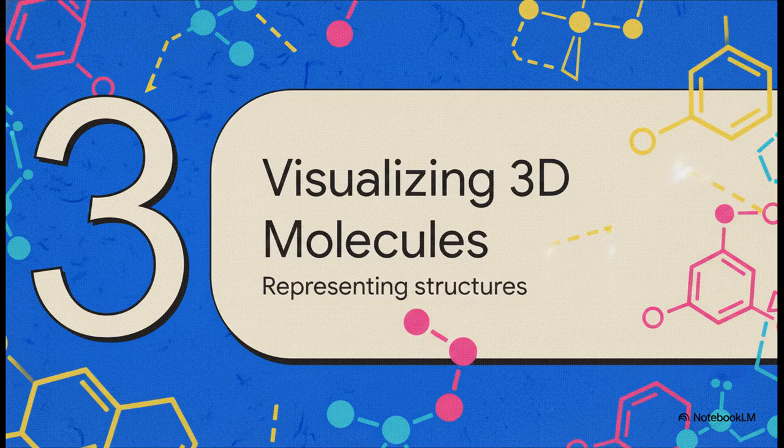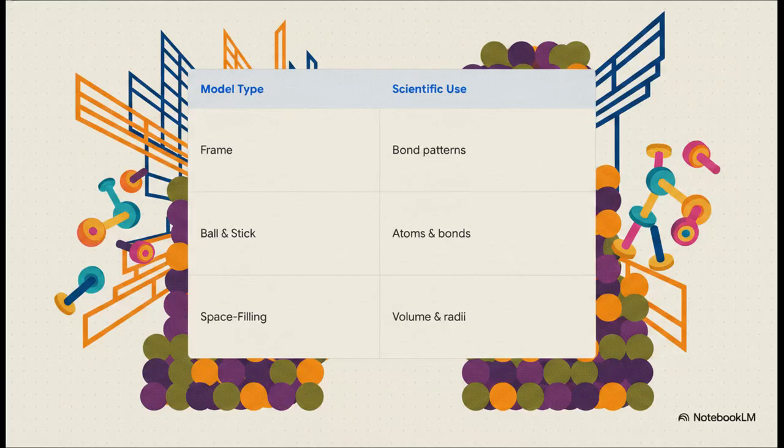Section 3. Visualizing 3D molecular blueprints. Let's look at how we actually draw these things. Now, what's really interesting about this slide is how scientists translate complex 3D chemical structures onto a flat page. We use different models depending on what we want to study, so let's demystify these with some everyday analogies.